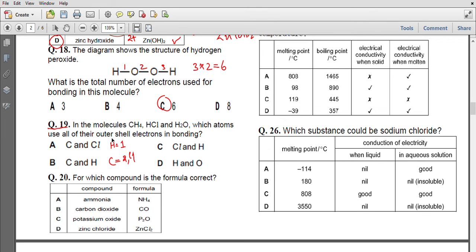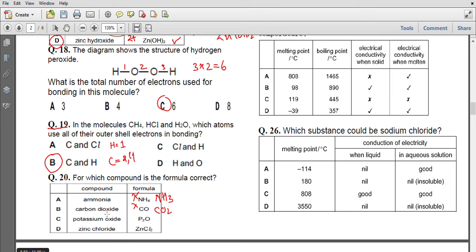So only carbon and hydrogen have their valence shell complete to the half of its capacity, so they both are going to completely use up their valence shell electrons. Question number 20. For which compound is the formula correct? Again, you have to go for the elimination method. The formula for the ammonia we already discussed is NH3, but here it is NH4, so we have to eliminate this one. Then the formula for the carbon dioxide is CO2, but here it is CO, so we are going to eliminate this one as well.